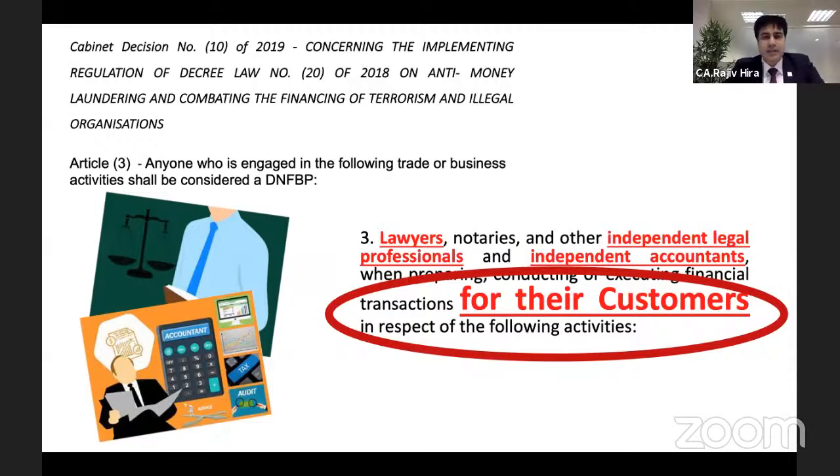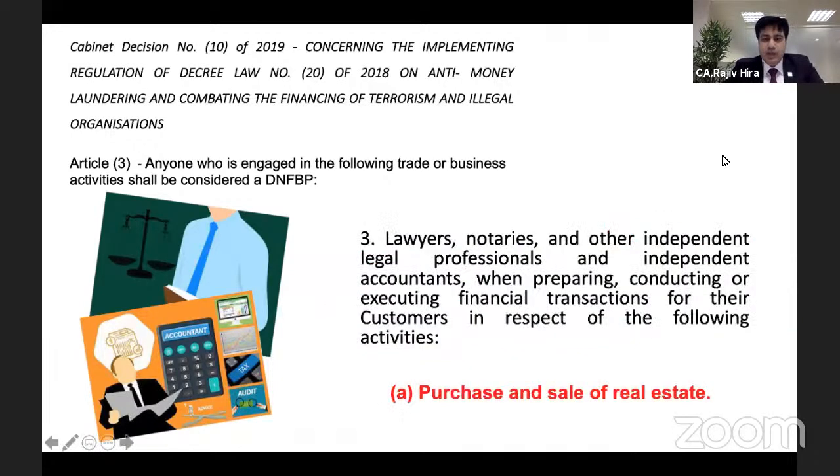Now, what activities do they refer to? First, they said purchase and sale of real estate. Any person who is involved in purchase and sale of real estate, it's not only a real estate agent or a real estate person. Even as an independent accountant, if we help to execute the sale and purchase transaction, we may be qualified as a part of a DNFBP. So that's where the catch comes in.